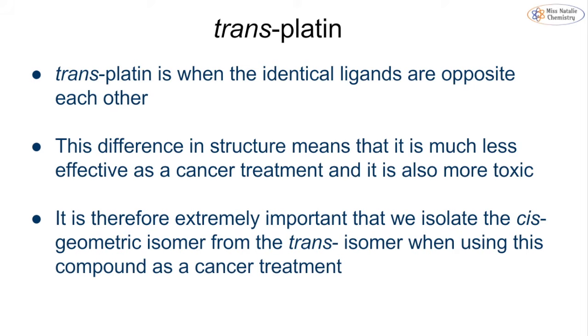Now, cis-platin is not particularly good for your body, and that's why you get side effects when you have something like chemotherapy. However, the trans-platin is much worse. So when we're making this cis-platin and trans-platin, we need to make sure that we completely isolate the 2 things from each other so that we are only using the cis isomer as our cancer treatment.